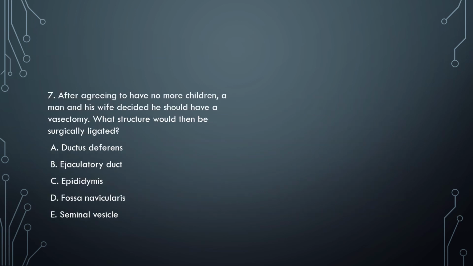Question number 7. After agreeing not to have any more children, a man and his wife decided he should have a vasectomy. What structure would then be surgically ligated? Is it the ductus deferens, ejaculatory duct, epididymis, fossa navicularis, or seminal vesicle? What is the correct answer? It is the ductus deferens.